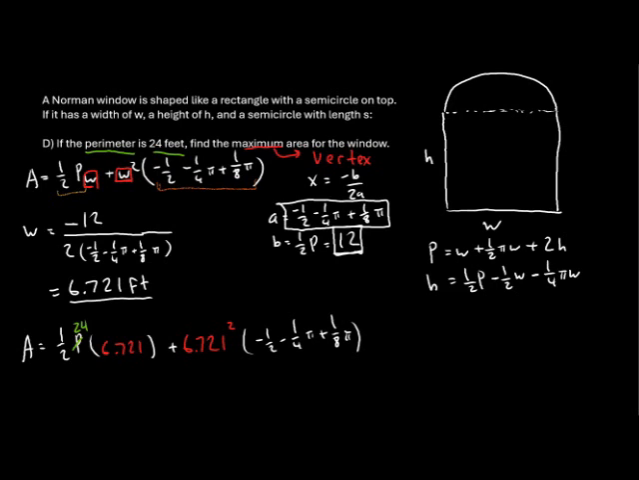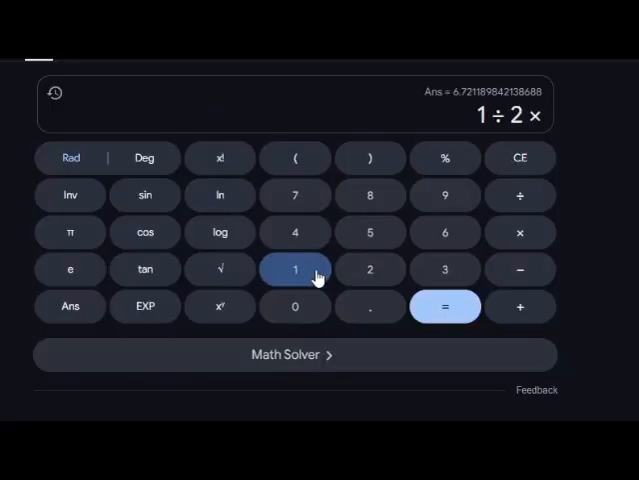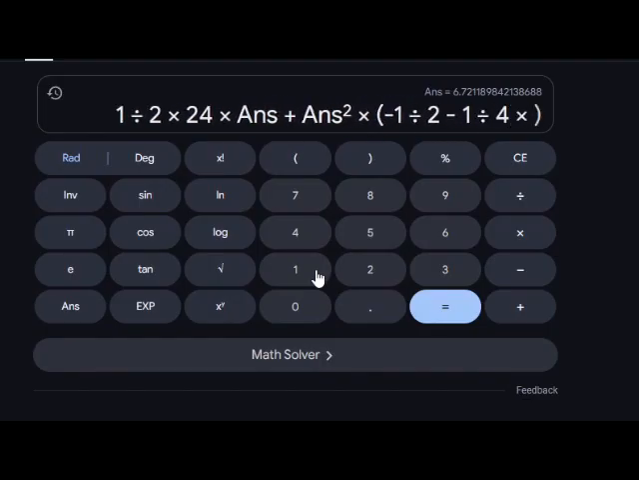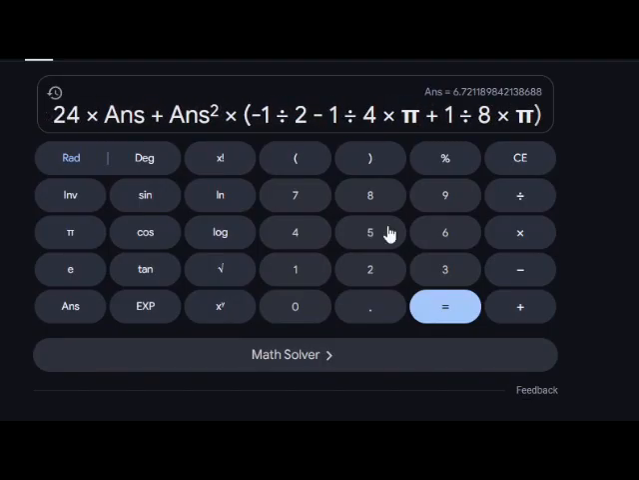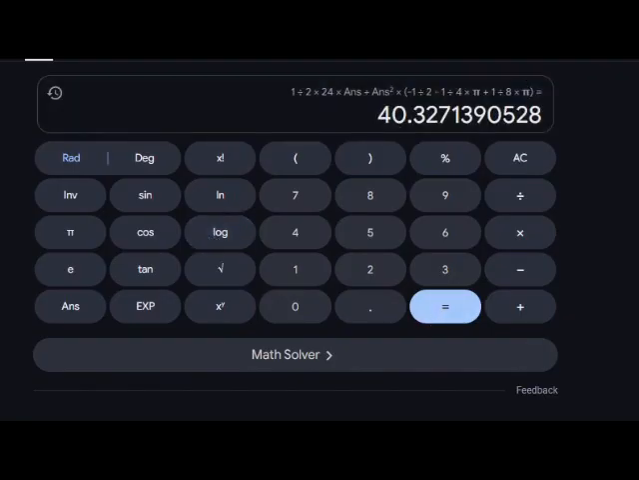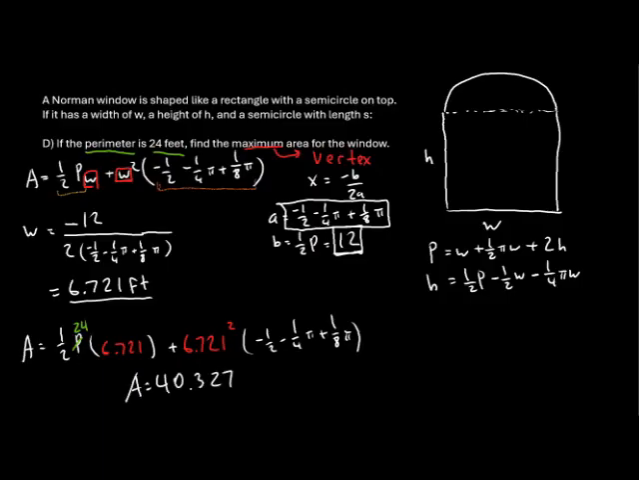Once again, we go to the calculator and enter all of our numbers. This will give us an area of 40.327. The answer will be in feet squared. And so this is how we find the maximum area of this window given that the perimeter is 24 feet.